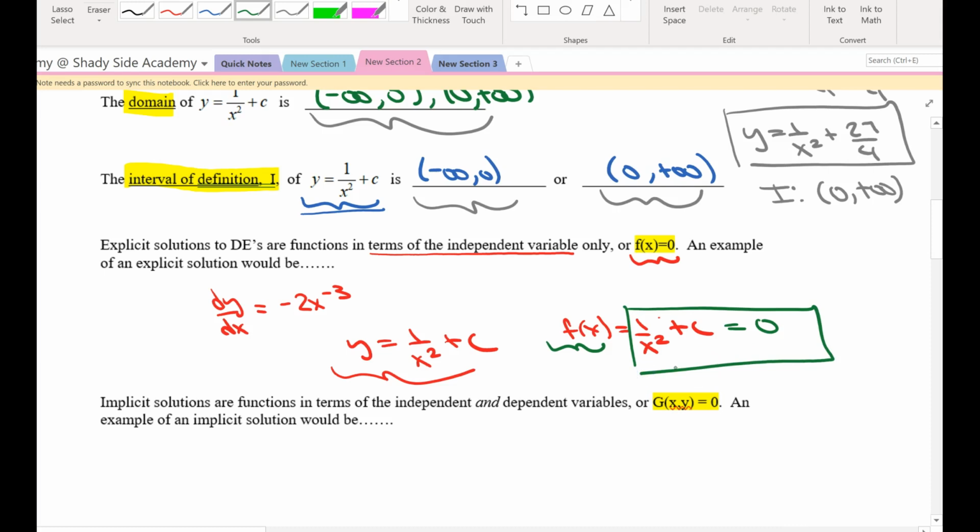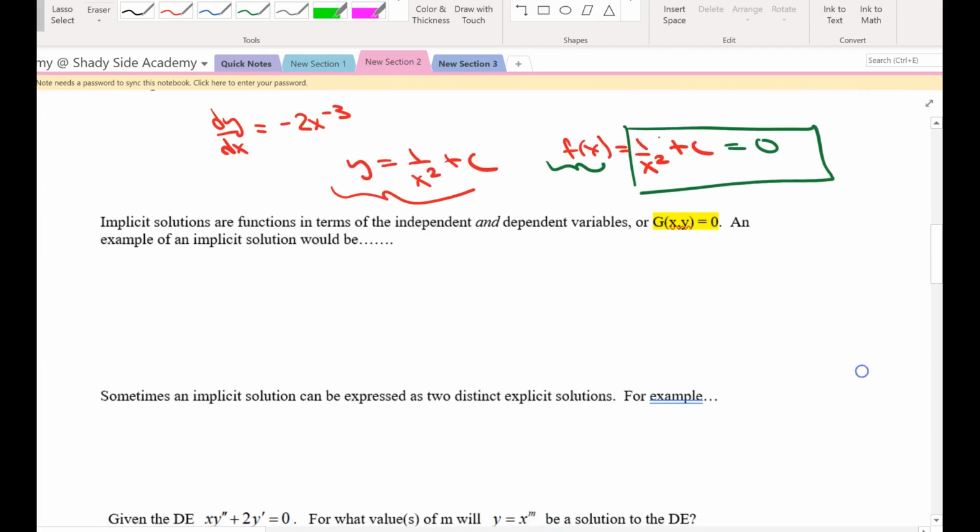Okay? All right. Implicit solutions are functions in terms of the independent and dependent variables. And I'll again talk about this form in a second. Let me give you an example of a DiffyQ that would result in an implicit family of solutions. So go right ahead and let's take this. dy dx equals, oh dear, let's see, let's do negative xy. Okay, let's solve this differential equation by the method of separation of variables.